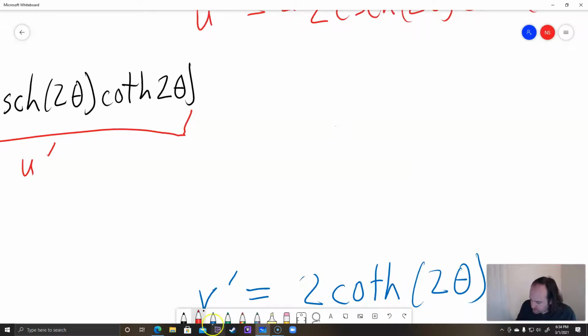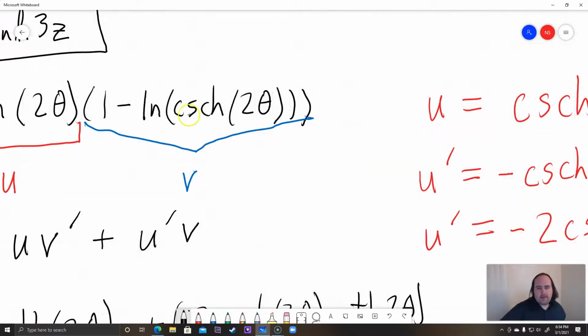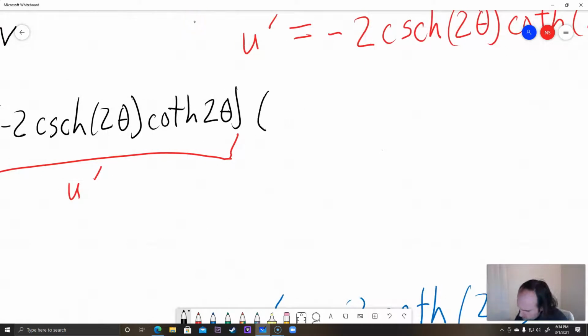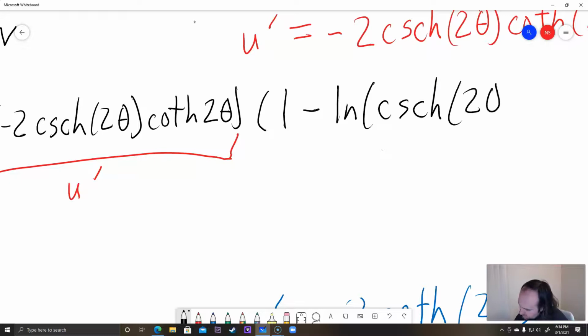Okay, so we have u prime times v here, and our v was unfortunately rather long: 1 minus ln of cosec of 2 theta. Whew, that's a lot to write.